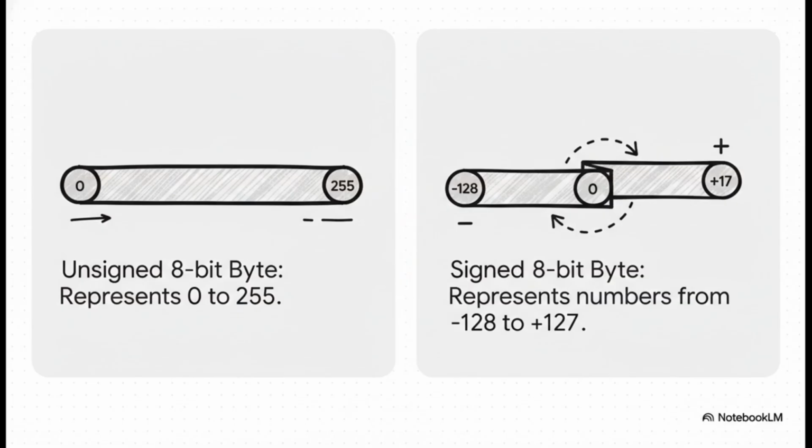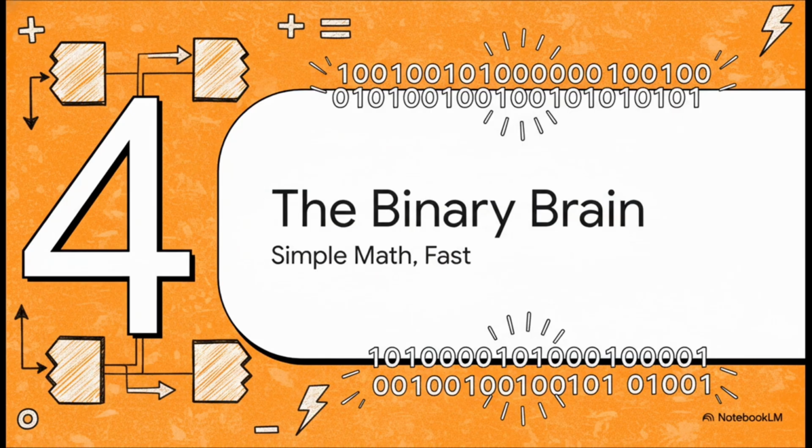But wait, what about negative numbers? Well, computers have a pretty clever trick for that. For what we call signed numbers, they just take those 256 possible values and basically split them right down the middle. So instead of going from 0 to 255, a signed byte represents numbers from -128 all the way up to +127.